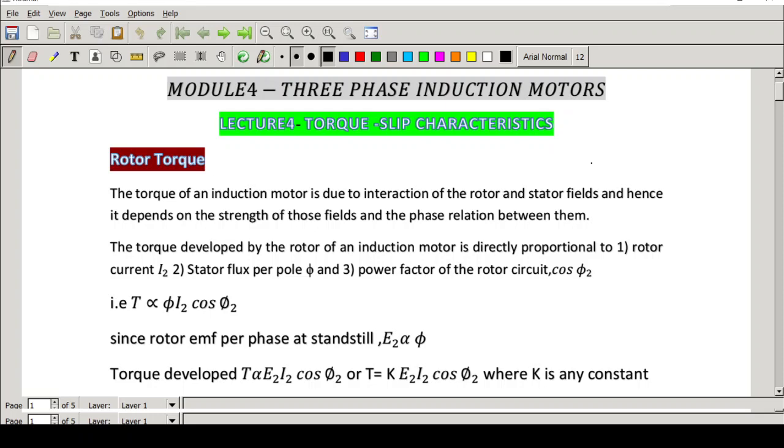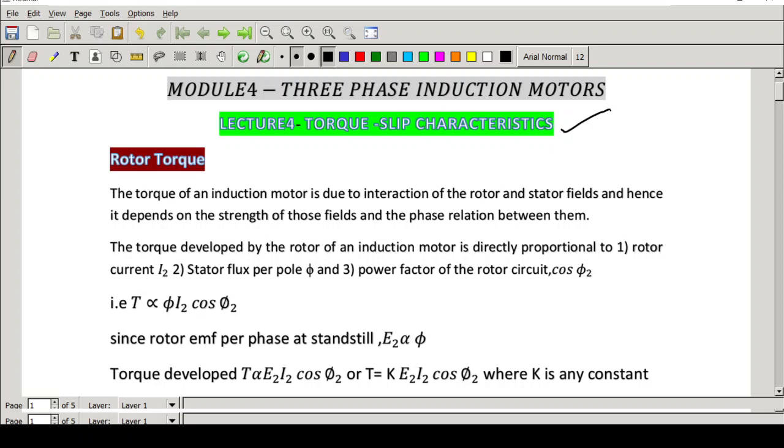Okay, in today's session, we will discuss the torque-slip characteristics of a three-phase induction motor. We will try to derive the equation relating torque and slip, and based on that, we will draw the torque-slip characteristics. Okay, so first of all, what is the basic working principle of a three-phase induction motor?